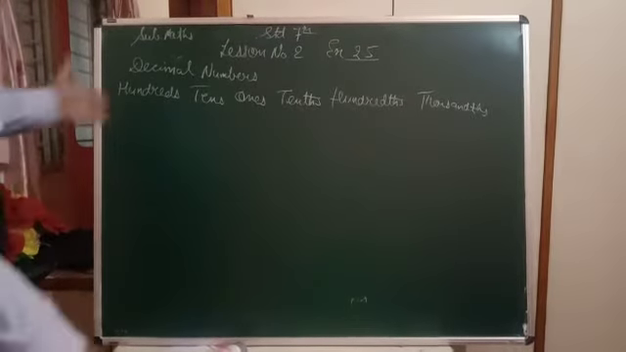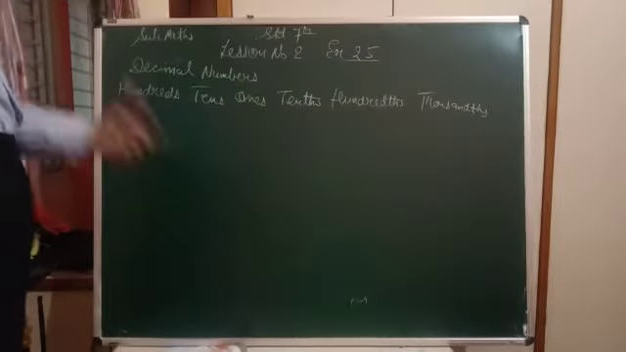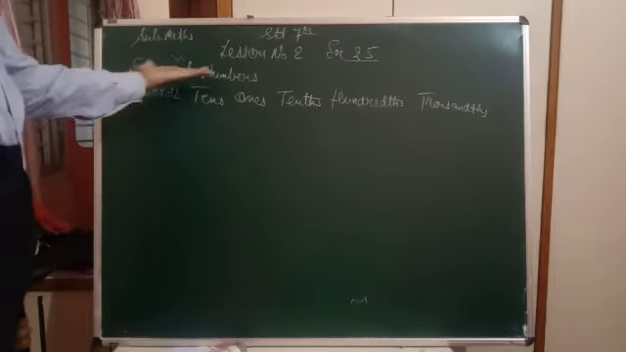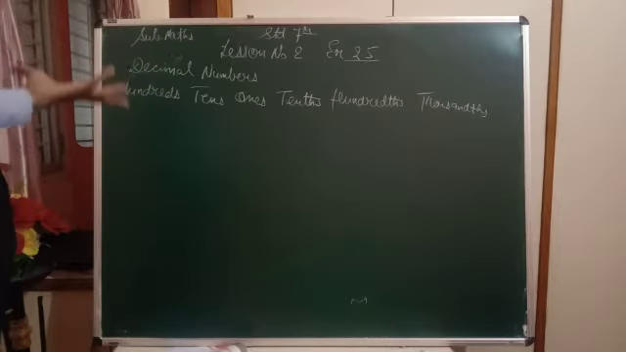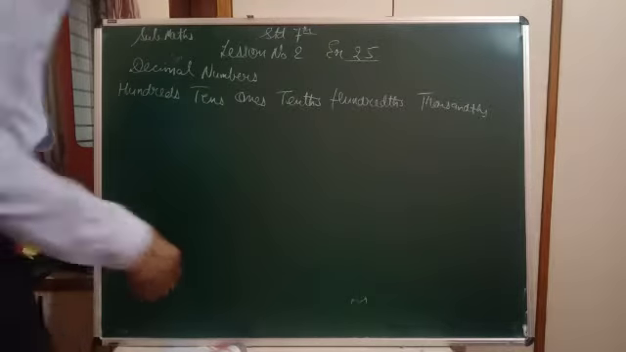Now students of standard 7, lesson number 2, exercise 2.5. We'll see today exercise 2.5. Before that we'll see the decimal numbers, the place value of a placement of any number according to the decimal form.